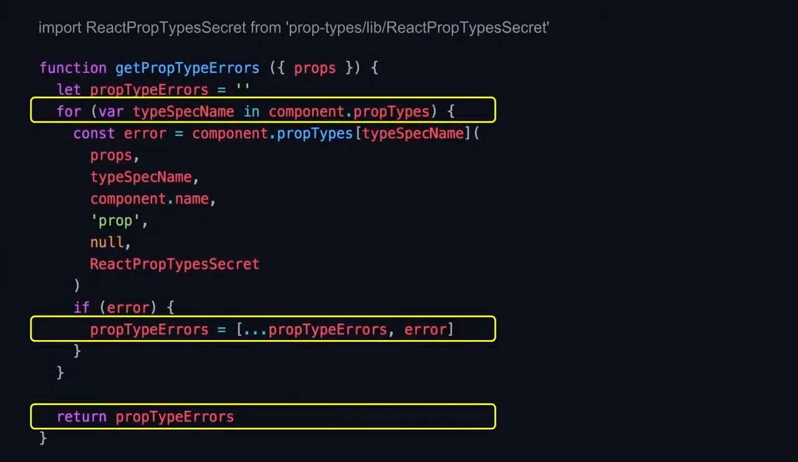So here is the tricky part. What that function is going to do is basically iterate over the prop types and execute them. And if there is an error, you put it into an array, and then you return the array. There is some caveat here.